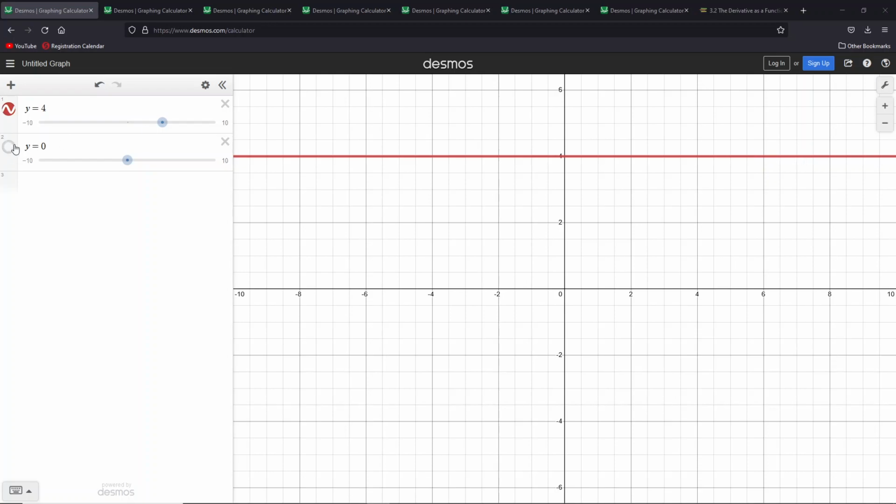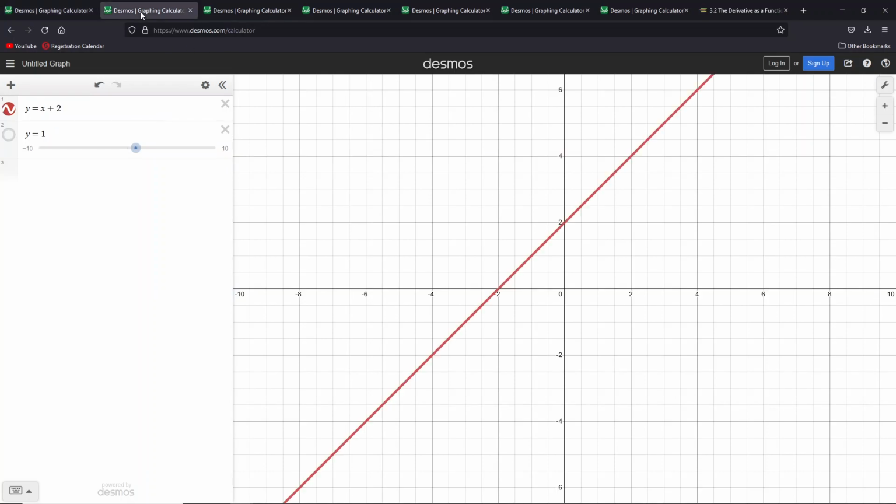So that's why the graph of the derivative would look like this in blue. It would be the horizontal line y equals 0, because every single point on the derivative would be 0, because again the slope of the tangent line for every single point would be 0. So that's the first special case.